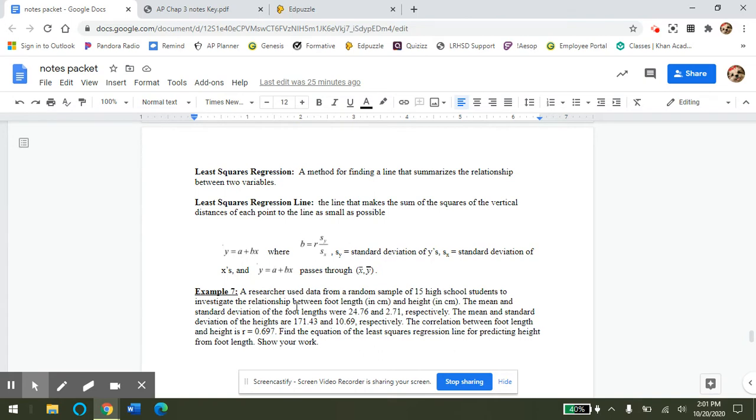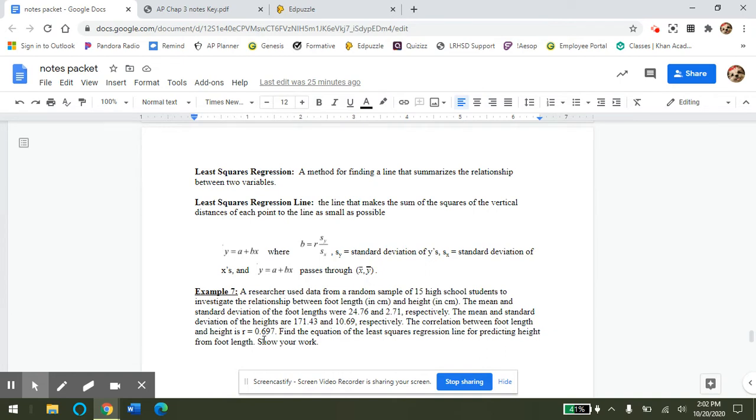Okay, so a researcher used data from a random sample of 15 high school students to investigate the relationship between foot length and height. The mean and standard deviation for the feet were 24.76 and 2.71 respectively. The mean and standard deviation of the heights are this and this respectively. It gives us the correlation coefficient between foot length and height as r equals 0.697. Now we want to find the equation of the regression line for predicting them.